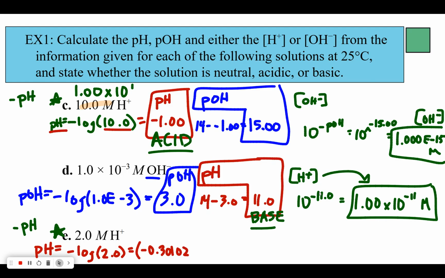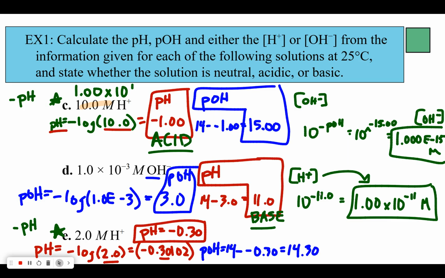Make that look a little bit more like a 2. So my calculator is telling me this answer is negative 0.30102. I want to keep 2 sig figs just like I was given. That leading 0 does not count. So my pH here is going to be negative, all important negative 0.30, which means that my pOH is going to be 14 minus negative 0.30, which means my pOH is 14.30.